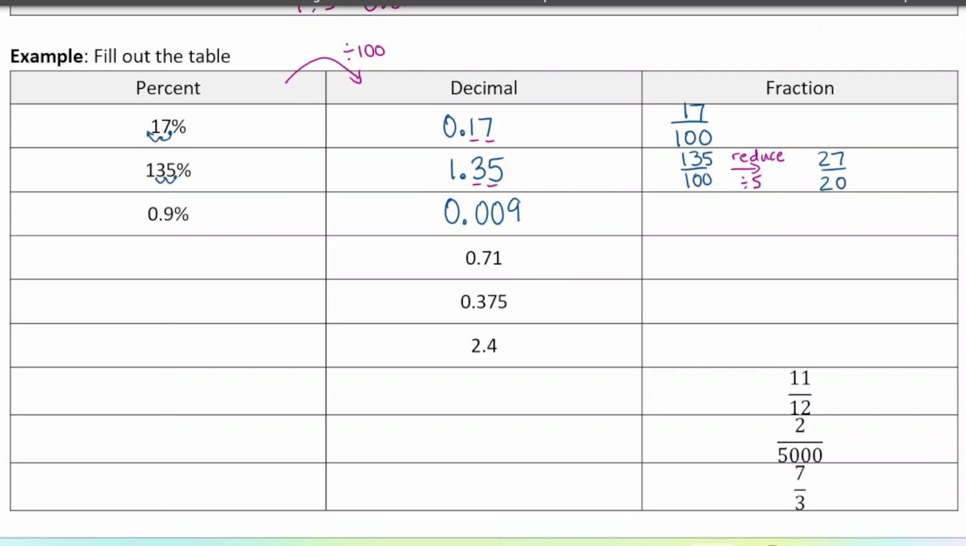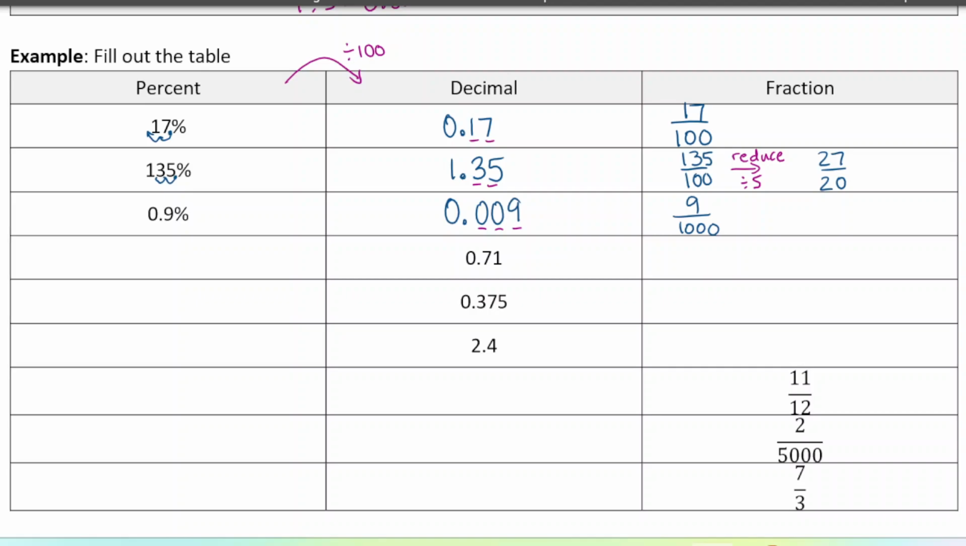Okay, 0.009. This one is going to be out of 1,000 because there's 3 spots after the decimal. So we have thousandths here, and I just simply write the number 9, and I cannot reduce that one. Okay, let's start with some decimals this time.